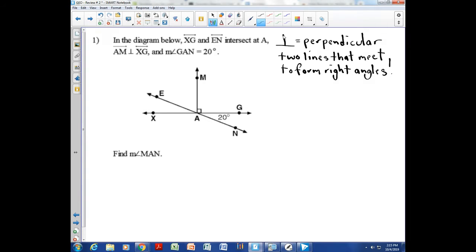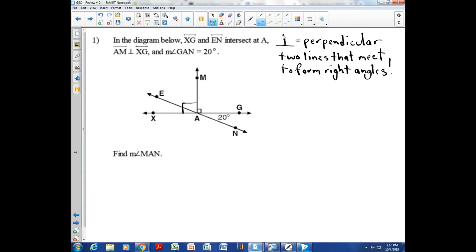If AM is meeting XG to form a right angle, I could see that they put a little box there on one side, but it also means that on this other side, I'm going to make it a little bit bigger, that's also a 90-degree angle. And that's important to remember as we put in all of the angles where they belong before we even try to answer the ultimate question.